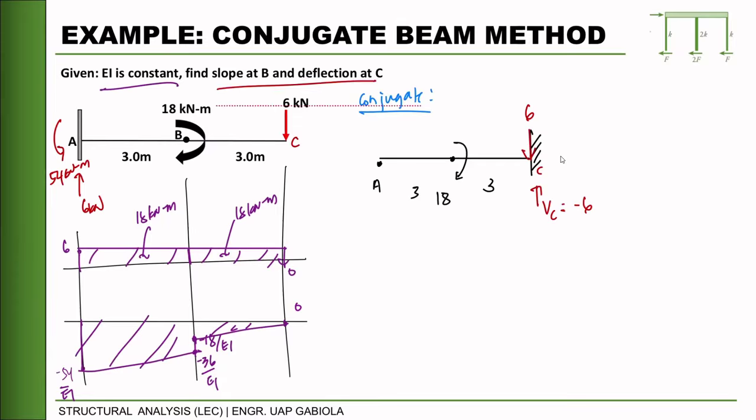Okay, so slope at B, we need slope at B. So we need the shear diagram for B. Okay, so if you cut it there, okay, slope at B. Then this will be our support reaction. I'll finish this one first. This should be 18 also. Okay, so after that we plot the shear moment diagram of the conjugate beam.